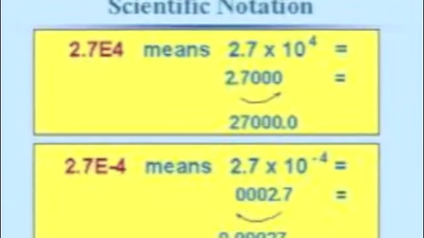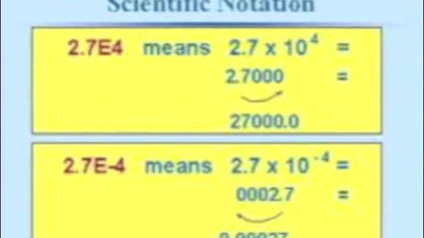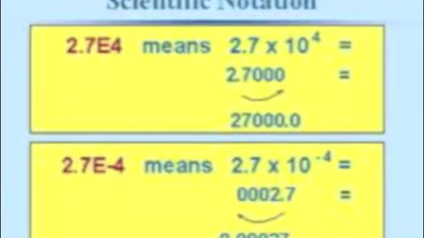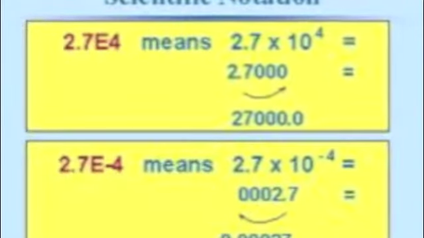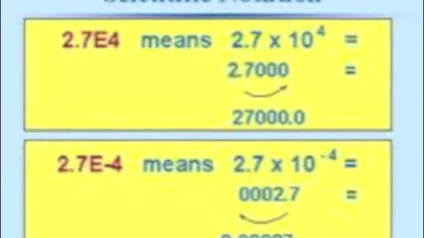And then here's the last example. You have 2.7 times 10 to the 4th. Positive exponent means you're going to move to the right, got a big number. 2.7 times 10 to the negative 4 means you're going to count to the left, very, very small number.